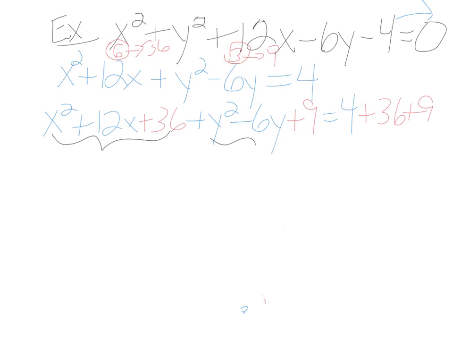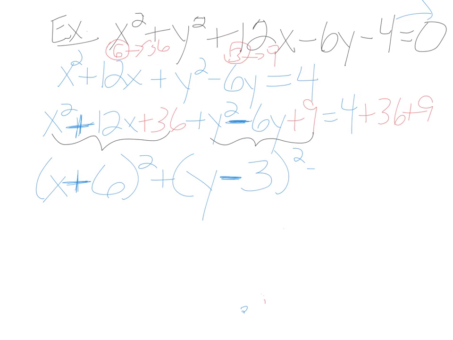Okay, group together, 3 at a time. We're going to shortcut factor. So parentheses x, I have a plus in front of the 12, so I need to put a plus. My half number in red that's circled up above is a 6, parentheses squared, plus parentheses y. I have a minus in front of the 6, so a minus goes in the parentheses. My half number up above circled in red is 3, parentheses squared, equals. On the right side, when I add all of those numbers together, I get 49. Now the equation is in standard form.